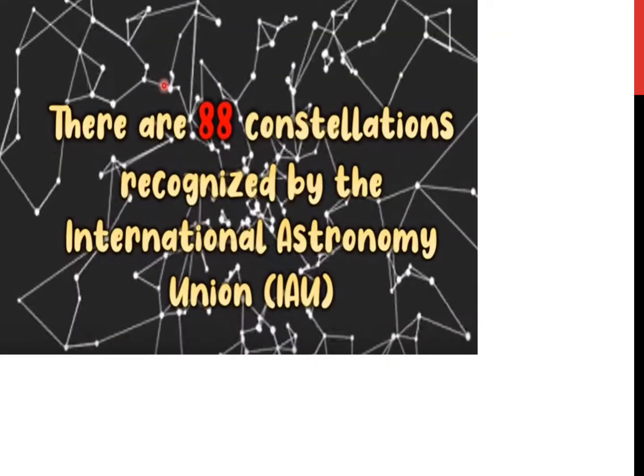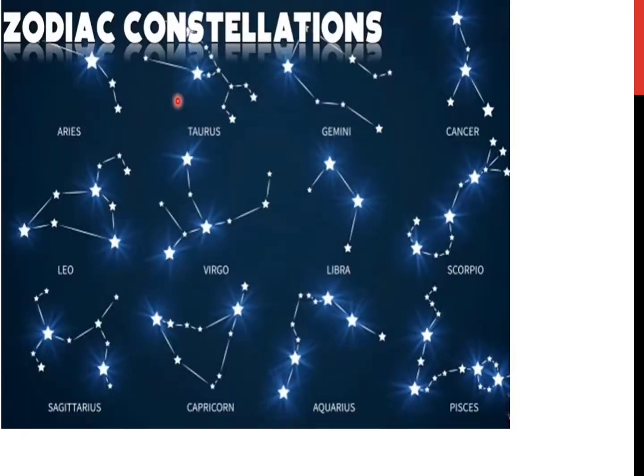Are you familiar with the IAU? That is the International Astronomical Union that considers 88 legitimate records of constellations in outer space. Zodiac constellations are just a few examples among the 88 recognized constellations by the IAU. Take a look at these examples and let us make ourselves familiar with our own zodiac constellations.